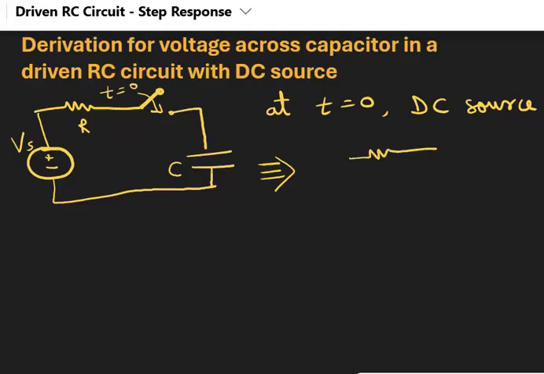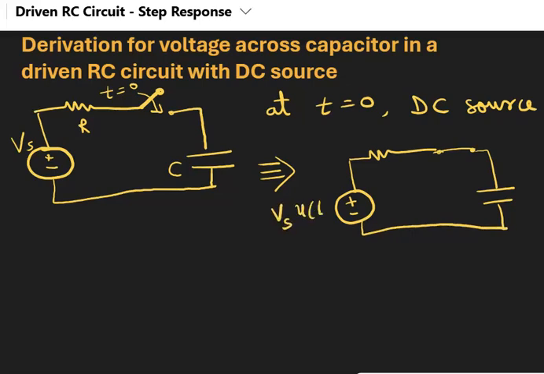redrawn without the switch and multiply the Vs with u of t. u of t is the unit step function. So we can write Vs u of t. Now this circuit will have only the source Vs when t is greater than or equal to 0, because the source is multiplied with u of t. u of t has the value 1 for t greater than or equal to 0.